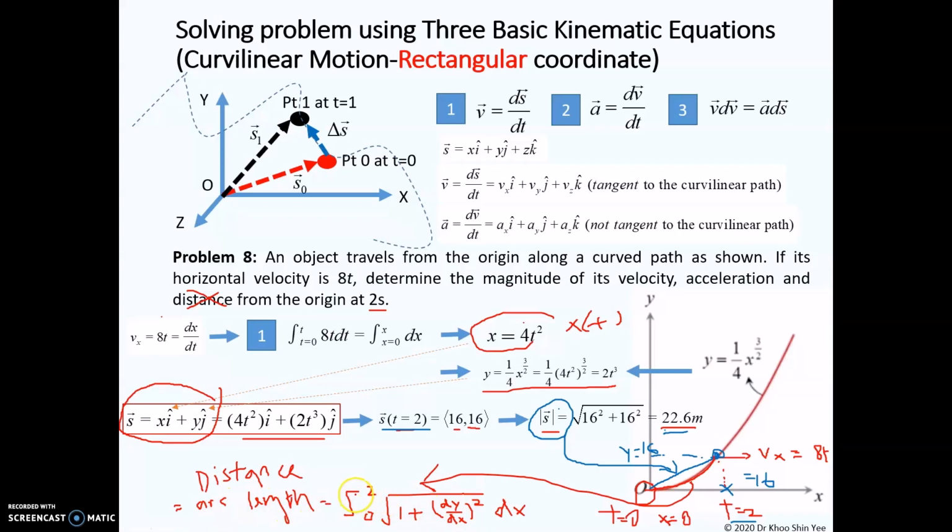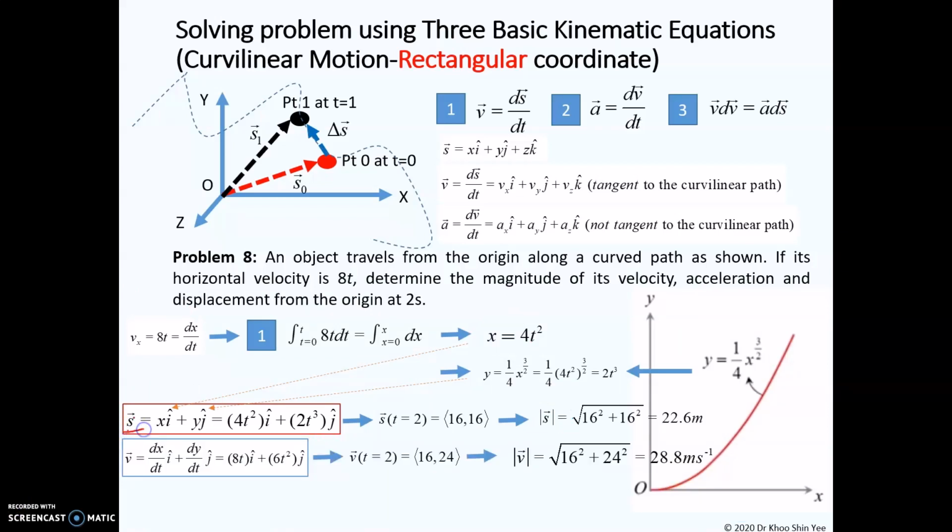So you integrate in the x direction from 0 to 2, and then you need to take the square root of 1 plus dy over dx squared. So how to find the dy over dx? You have your y here, so you can find the dy over dx here. In this class, we will only cover the displacement, not the distance. So we won't use this. Determination of the distance is out of the scope.